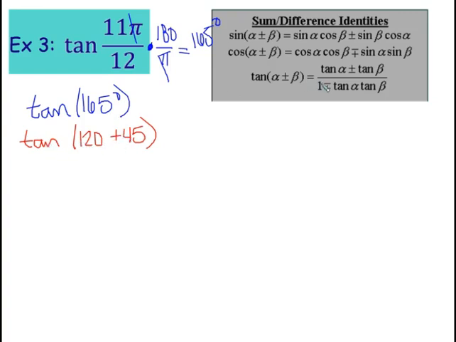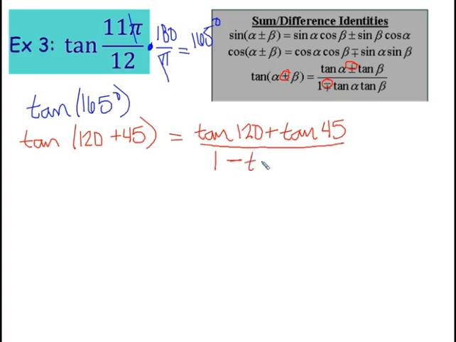So tangent of these two angles being added together, notice how that's the top operation, means we're going to focus on the top operations in our identity. So this ends up being tangent of our first angle, which was 120, plus tangent of our second angle, which was 45 degrees. And that's all over 1 minus tangent of our first angle, 120, times tangent of our second angle, 45 degrees. Alright, so we should know these exact values.